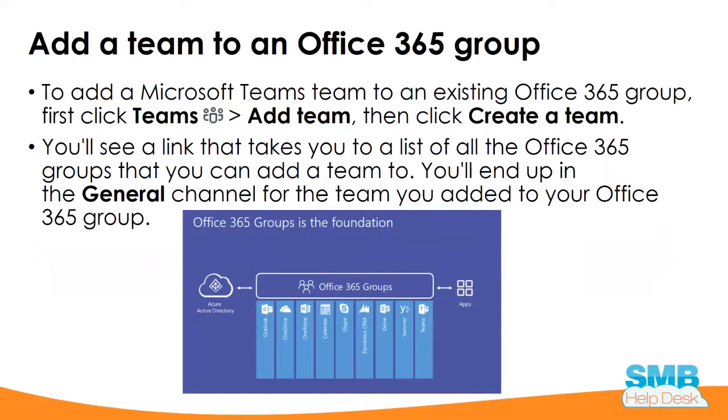Adding a team to an Office 365 group. To add a team to an existing Office 365 group, click Teams, Add Team, Create Team. Again, I'm going to say team. A lot of times there's teams within teams, but we'll get to the bottom of it and sort of show you how that all links together.